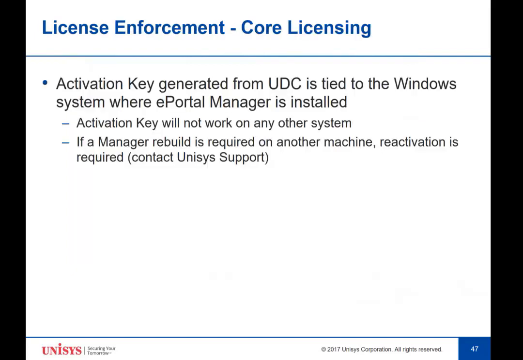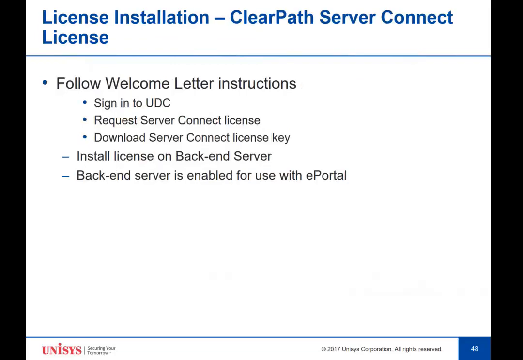Okay. Now, again, I mentioned the activation key is generated by the Unisys Download Center, and it's linked to a particular machine and Windows, a particular virtual machine. So if you have to rebuild the platform, you're going to have to request a new activation license for that, or if you want to move it to different hardware and different VM, you'll have to do that. You have to contact Unisys support for that.